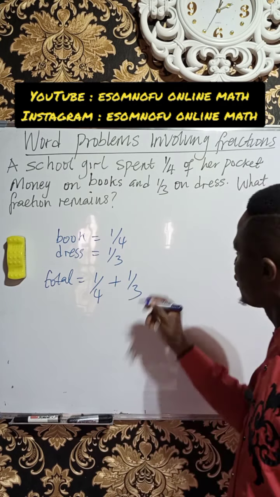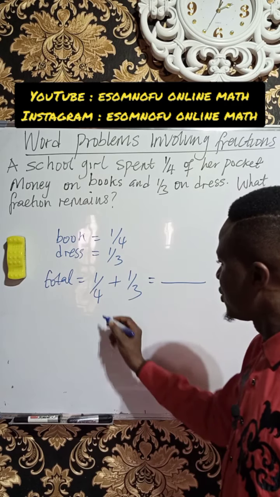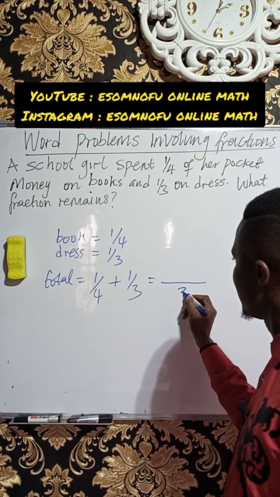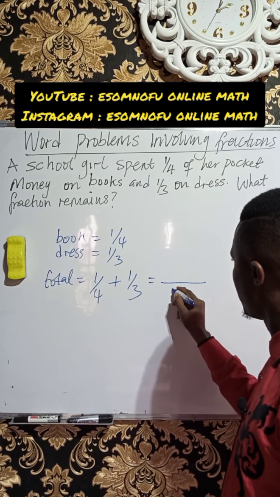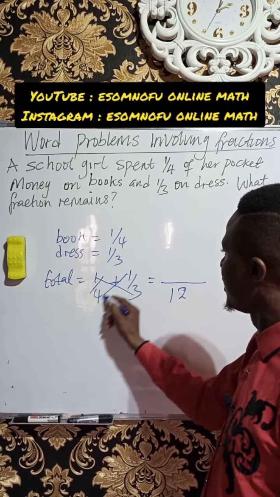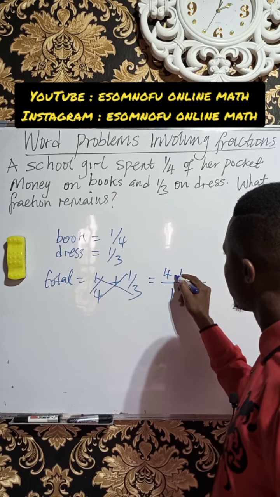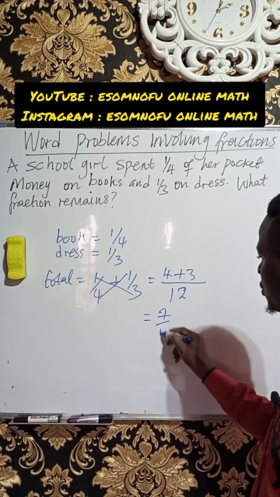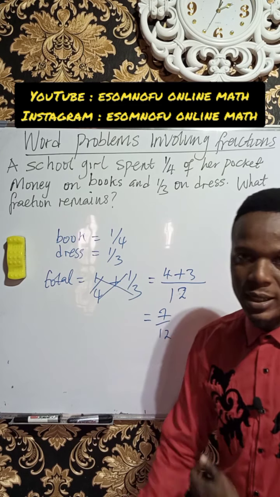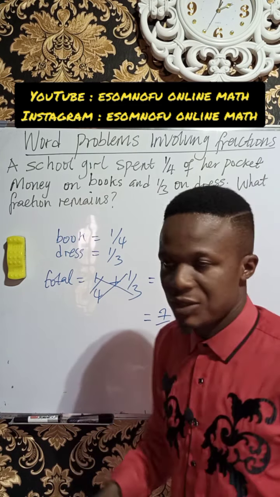And I've taught you a trick of adding or subtracting fractions without even looking for the LCM. Just say 4 times 3, you get 12. You write 12, then cross multiply. 4 times 1 is 4, plus 3 times 1 is 3. At the end of the day, 4 plus 3 gives us 7/12. This is the total she spent on both books and dress.